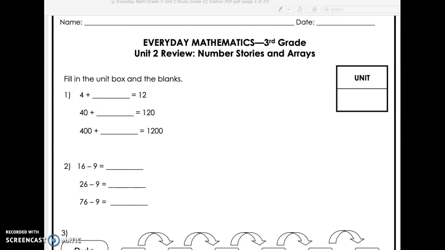It's really important that you pay attention because the test is just like this. So if you know how to do this, you should do very well on the test. They've just got different numbers, but it's set up just like this.